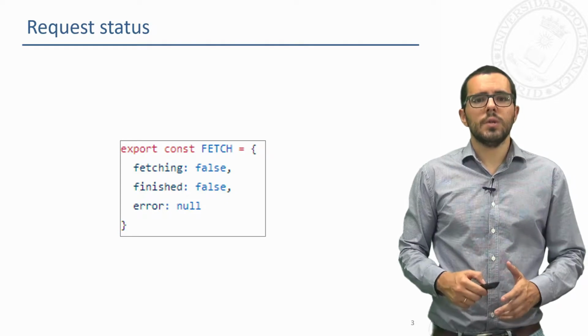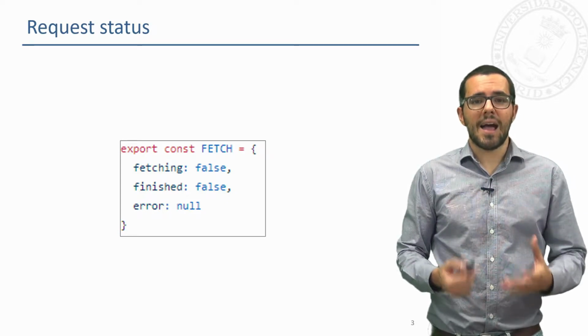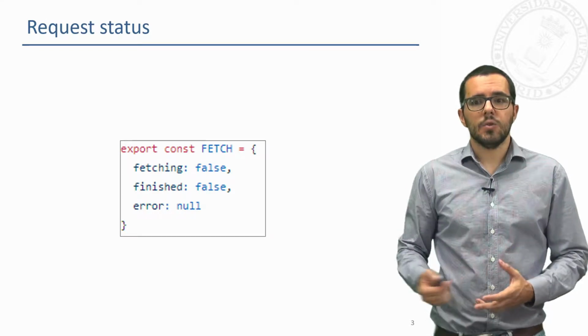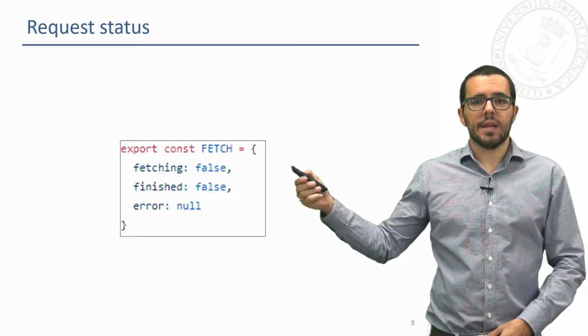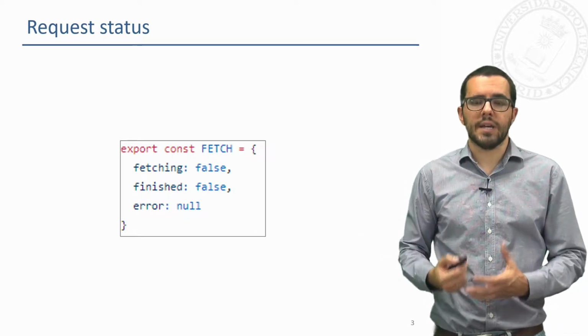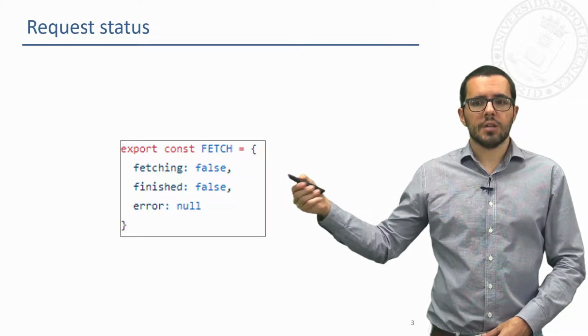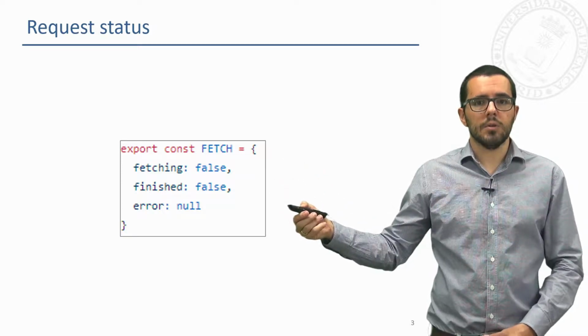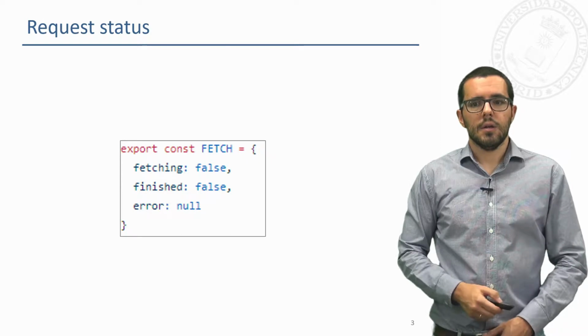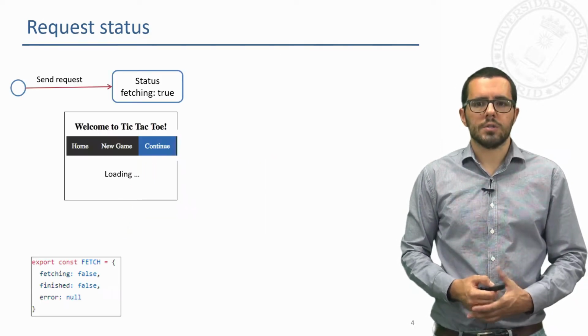Well, how do we do this in React? In React and Redux we will enhance our state to indicate the app state related with the fetch. What is happening in our application? We will add fetching, finished, and error variables in our state, just to indicate what is happening. Let's see how it works.